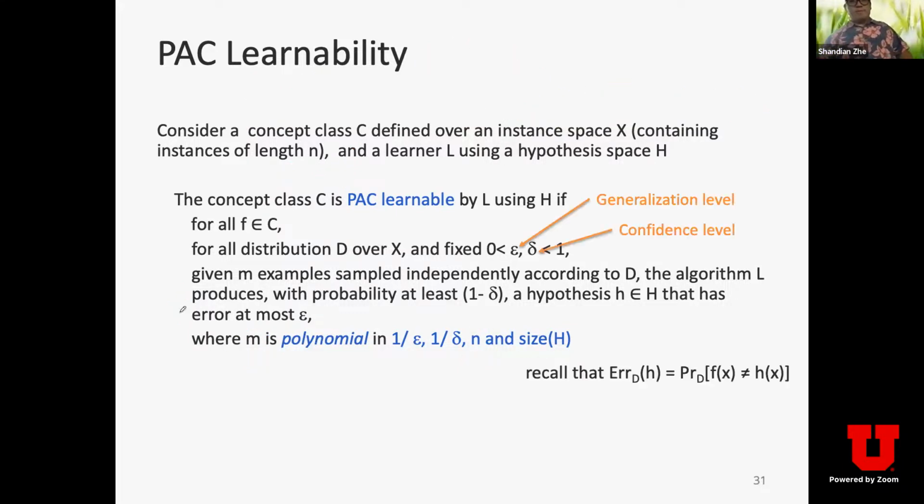I want to emphasize again: PAC learnability requires that for arbitrary epsilon and delta, you can designate any generalization error level and any confidence level, and then the number of training examples is polynomial in them, and you can achieve the performance described by epsilon and delta.